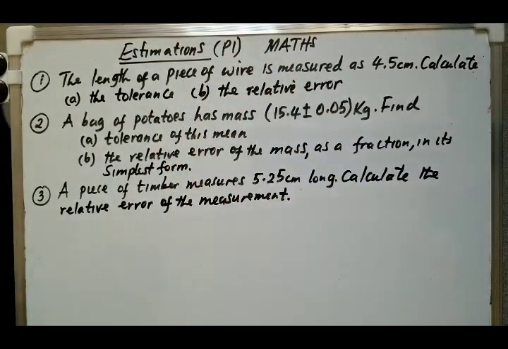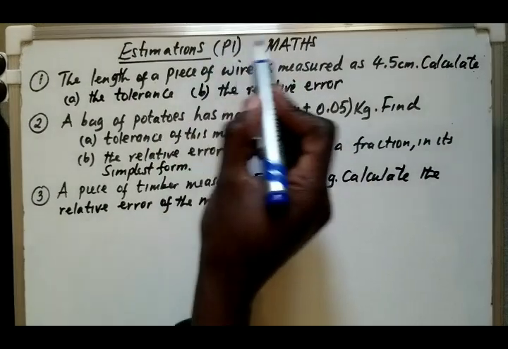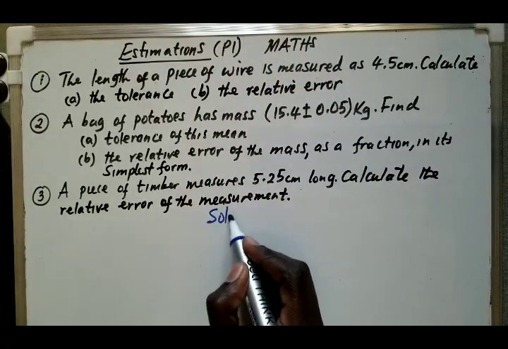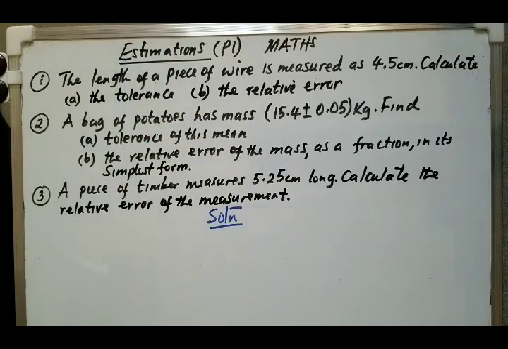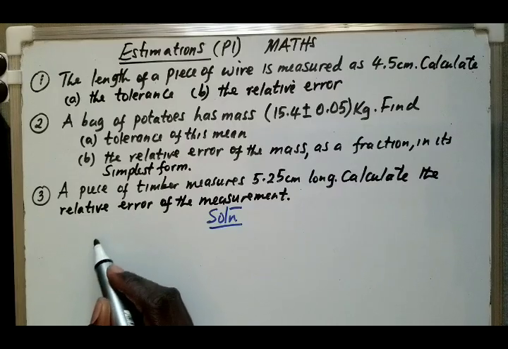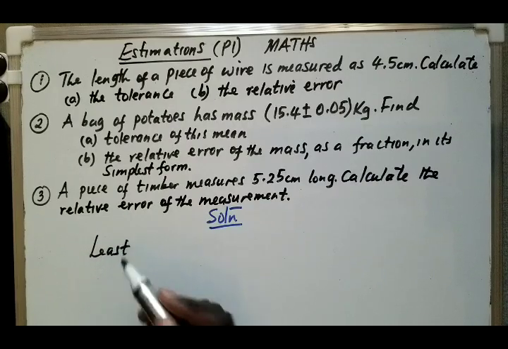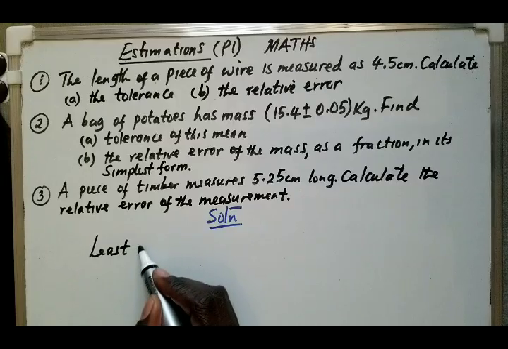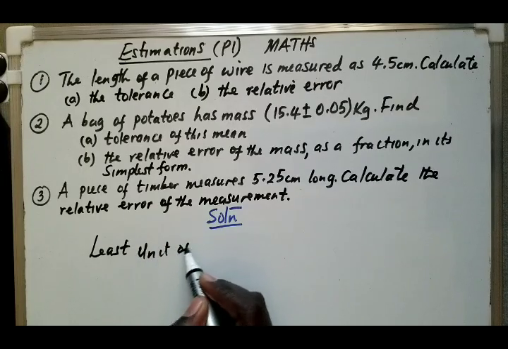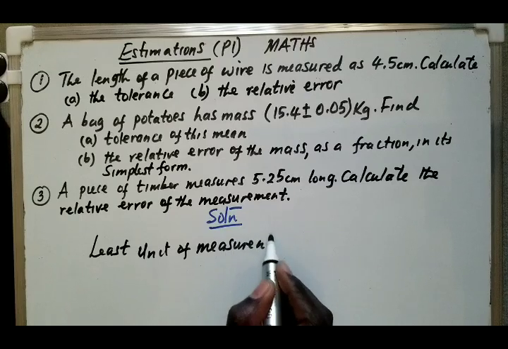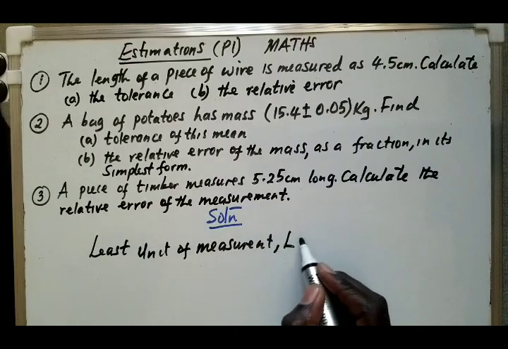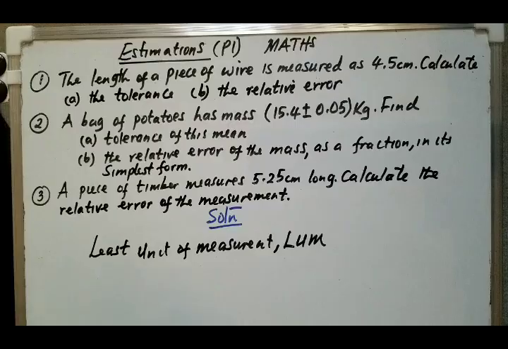So welcome to this video segment, and I want to show you how you can actually calculate errors, especially in your mathematics paper 2 under estimations. So the basic idea that you need to remember is that they are going to ask you to find what we call the least unit of measurement, which we abbreviate as LUM.